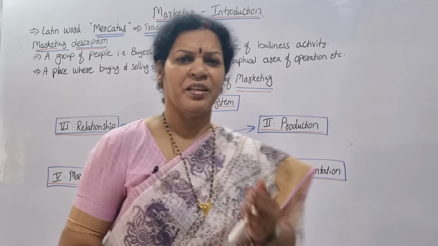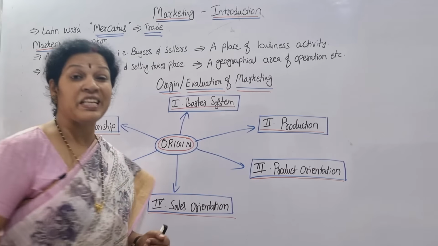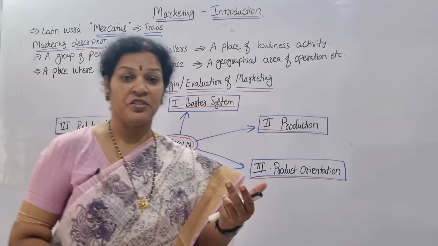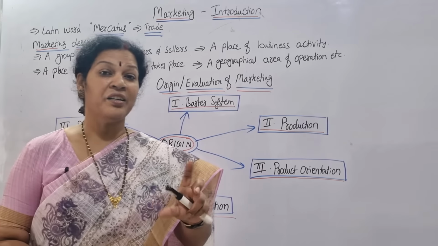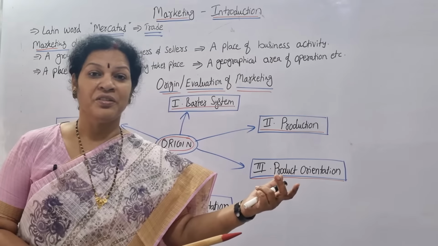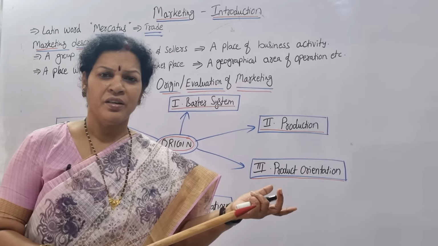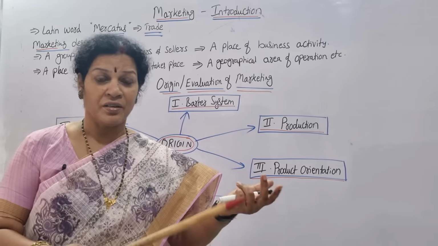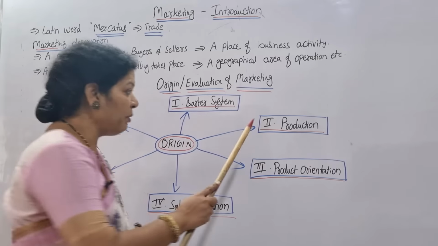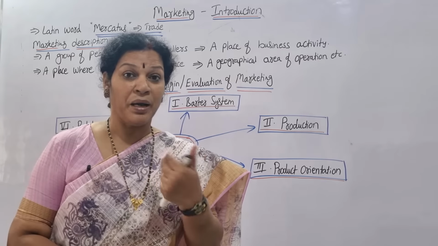Then after that, there were some drawbacks. To overcome the drawbacks of the barter system, we move to the second stage, that is production. In the production stage, what they did was start producing goods in large quantities. The money system got introduced, and suppose I'm interested in producing goods like bath soaps or toothpaste or radio, TV, anything, or cell phone, one product I'm interested in. So I'll be focusing on the production of that product.